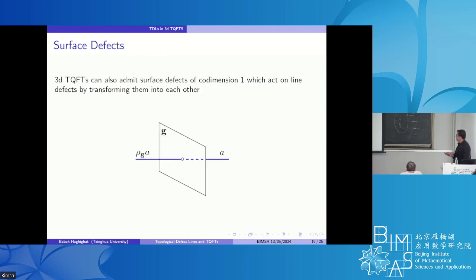Now, what one can do more is that one can have, of course, these lines in 3D, but one can also have certain surface defects. That means that whenever this line pierces the surface, let's say you start from here, it pierces the surface, it gets transformed. So there is some group action associated to the surface, and there is a representation of that group acting on this line. So you enter the surface, and on the other side you get a different line.